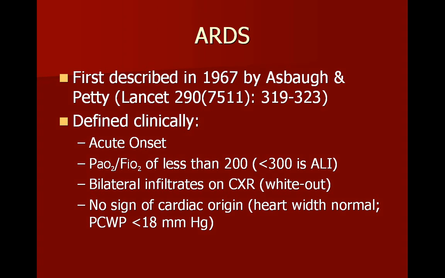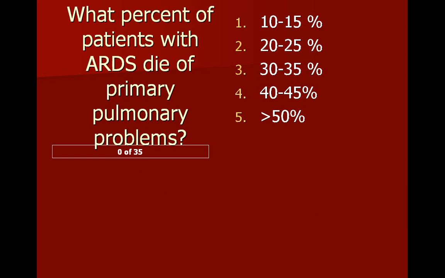And if we're continuing to do conventional ventilation when you have this, if you're continuing to use 10 cc's per kilo of ideal body weight, you're doing it wrong. And that's the bottom line where we need to address it. But that's the classic definition of ARDS and the one that the ARDS NET study utilized. So let me ask you, what percent of patients with ARDS die of primary pulmonary causes?